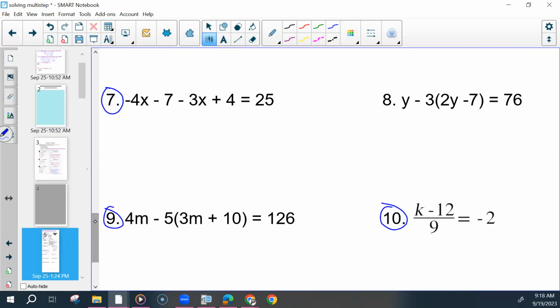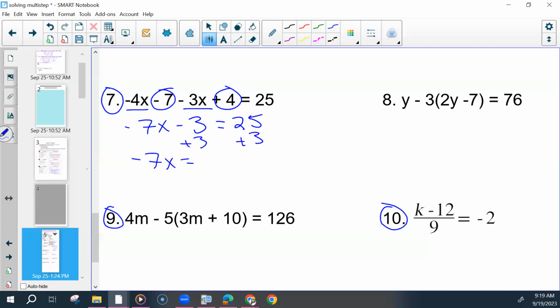Think about your simplifying. How would we start this? Also combine the -7 and the +4. So just like our simplifying, we're now just adding extra steps. Then what would we do next? Add 3 to both sides, correct? And then divide. So x equals.